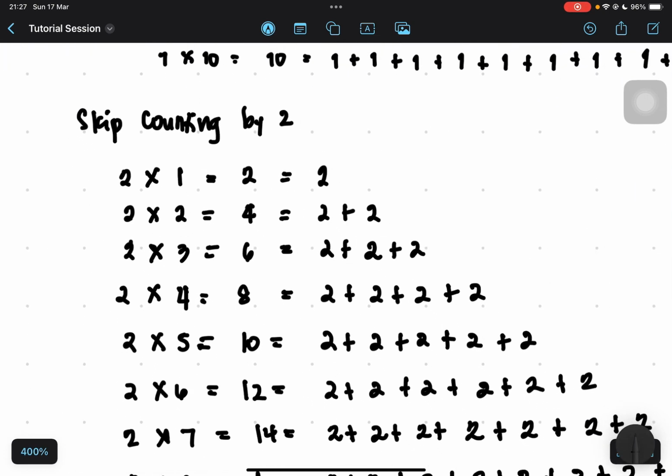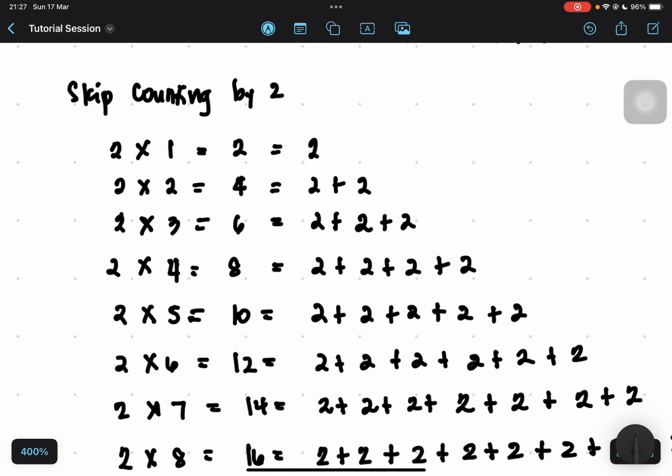So first, we have 2 multiplied by 1, which is equal to 2, or in the addition method, our interpretation is just only 2. Okay? Since we used only one 2 here, in this first statement.